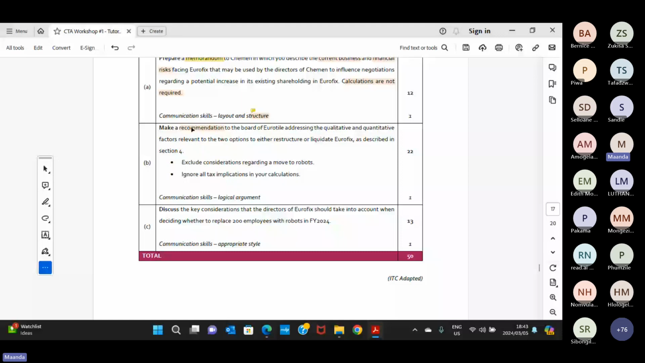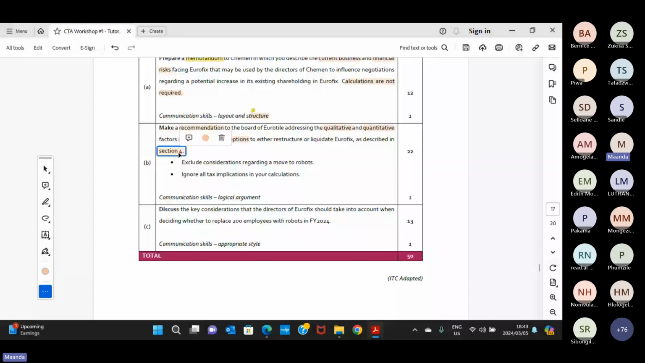So here we're told to recommend to the board. And what am I recommending and what am I addressing? I'm addressing two things. Firstly, I'm addressing the qualitative factors, and I'm also addressing the quantitative factors relevant to the two options. And the two options were either to restructure or liquidate, as described in section 4. And they limited you to section 4 here. So what does that mean, and how do I expect to see your planning?